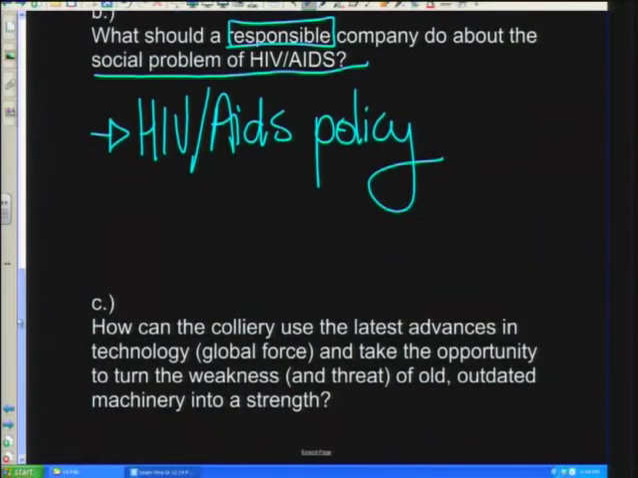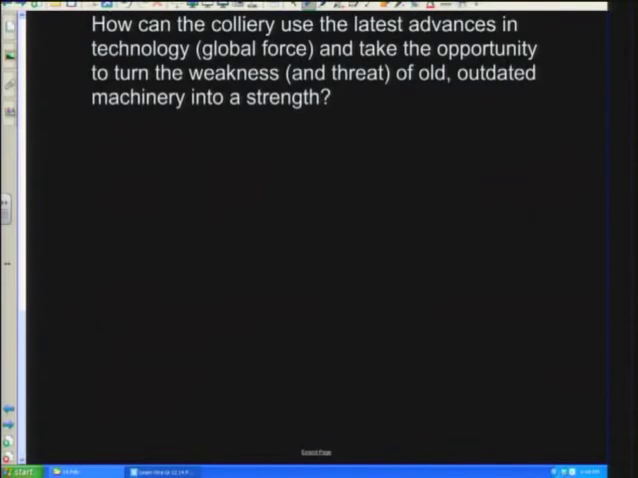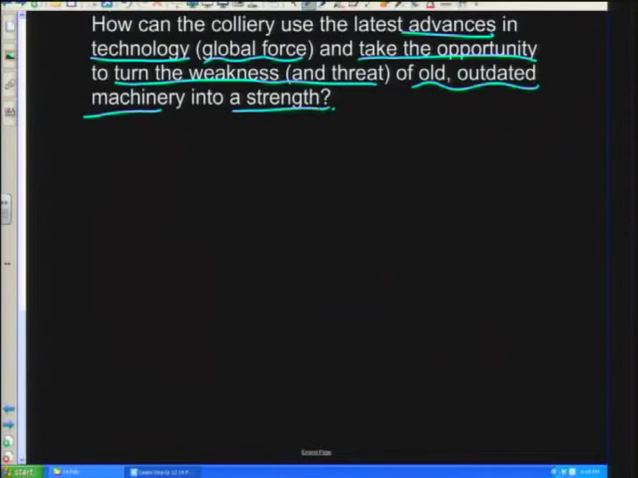Then, let's go to question C. How can the colliery, remember that's just a fancy word for competition, use the latest advances in technology or global forces and take the opportunity to turn the weakness and threat of the old, outdated machinery into a strength? So I'm going to quickly take another pen because we need to look at specifics here.